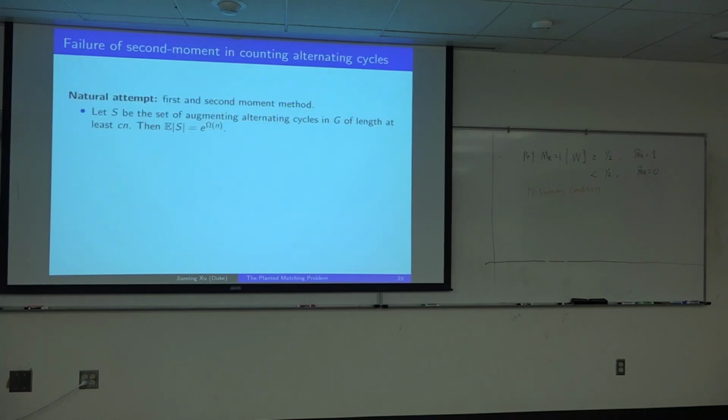So how to do this? A very natural way is to use the so-called second moment method. The first thing that you want to do is try to compute the expected number of such cycles. Okay, so I want to show you some computation here just to illustrate how this works.